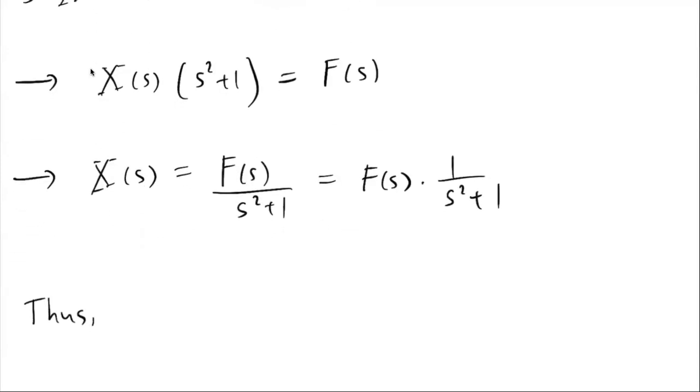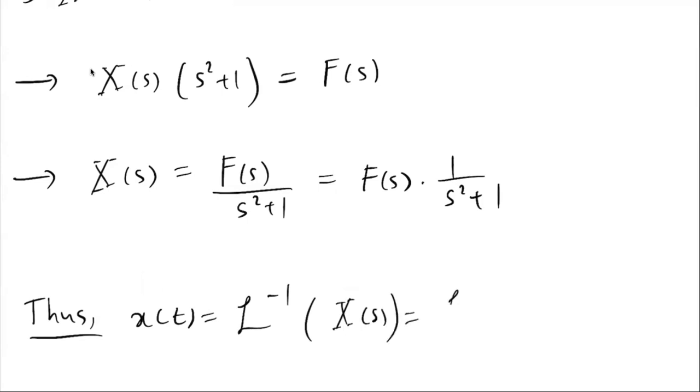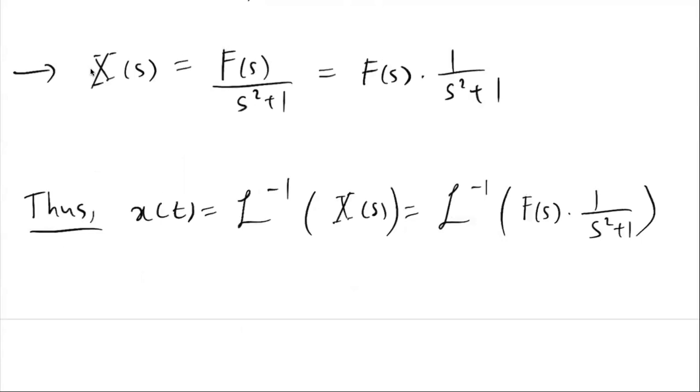So what will be x of t? Well, we know that x of t is the inverse Laplace transform of capital X of s, which is the inverse Laplace transform of capital F of s times 1 over s squared plus 1. And now I have the inverse Laplace transform of a product of two functions in terms of s, like capital F of s times capital G of s.